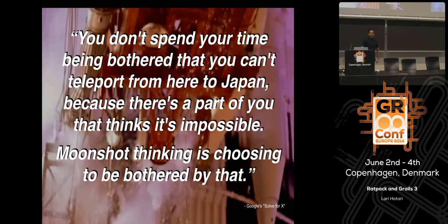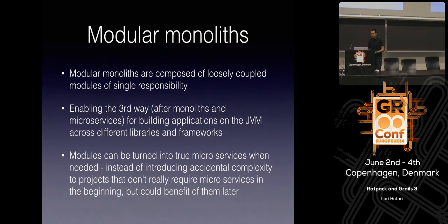So I'm kind of challenging you to bother yourself into moonshot thinking. You don't usually spend your time being bothered that you can't teleport from here to Japan, because some part of you just thinks that it's not possible. But moonshot thinking is choosing to be bothered by that. So where we need some moonshot thinking is, I think in Grails 3, we want to make that the best platform for building modular monoliths. So we're looking forward to getting feedback from you and that you join in planning, and let's put the man on the moon.